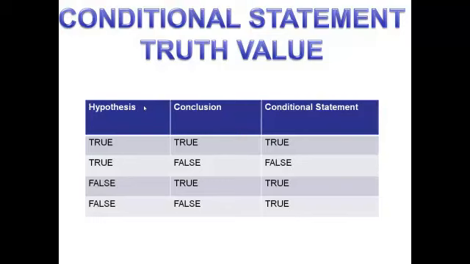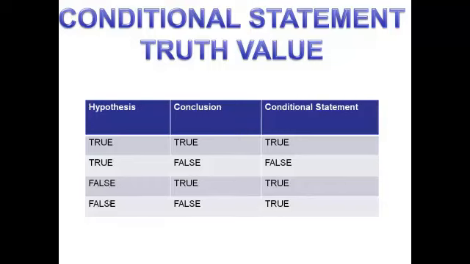We have the hypothesis, whether it is true or false, in this column, whether the conclusion is true or false in this column, and then this column has whether that makes the conditional statement true or false. It makes total sense that if the hypothesis is true and the conclusion is true, the conditional statement is true. And it makes 100% sense that if the hypothesis is true but the conclusion is false, the conditional statement is false. But these next two are a little harder to think about.